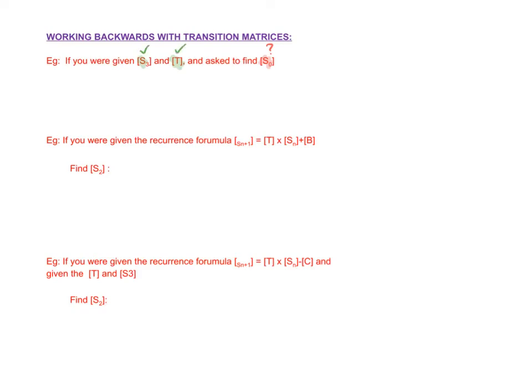Okay, so what you first want to do is set up a scenario or an equation that you know, linking these 3 matrices together. What we do know is we would normally find S3 by using the transition matrix to the power of 3 times S0. So this is what we know, and we've been given this one, and that one's the question. We're going to have to rearrange this equation to solve for S0.